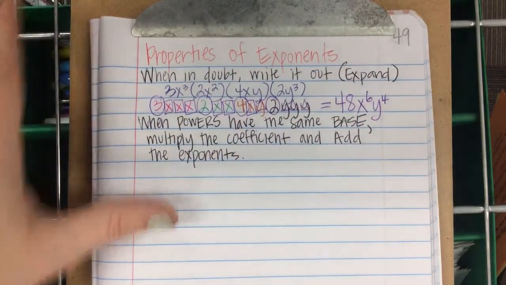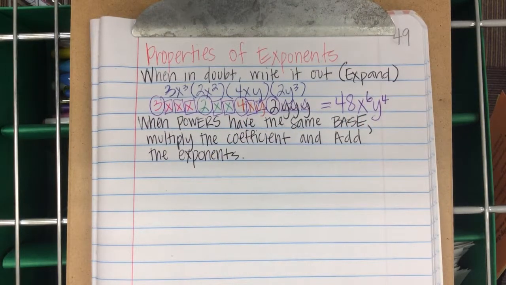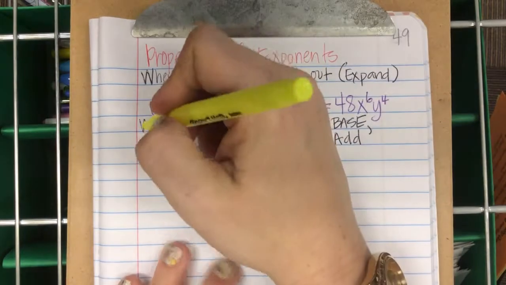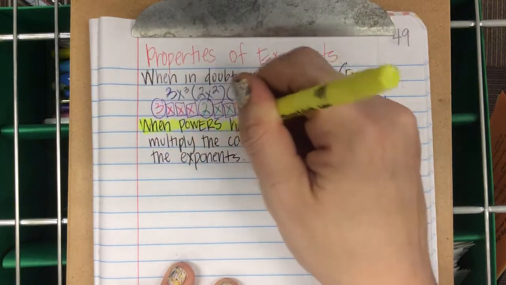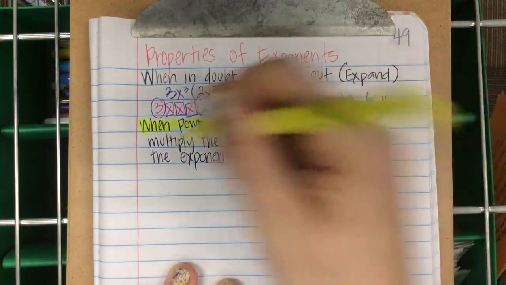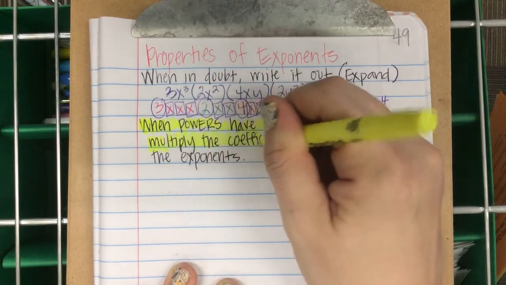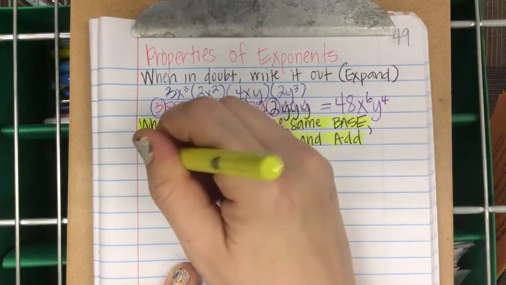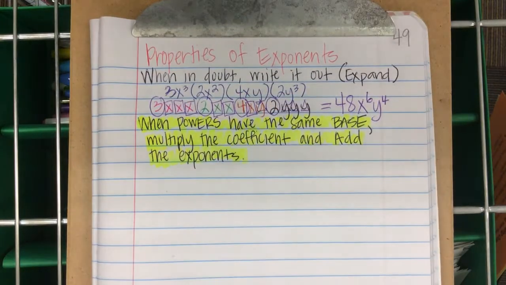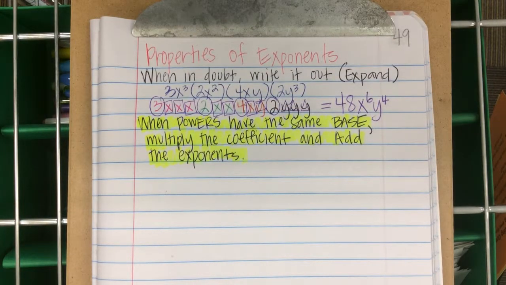Plural. When powers have the same base, multiply the coefficient and add the exponents. When powers have the same base, multiply the coefficient and add the exponents.